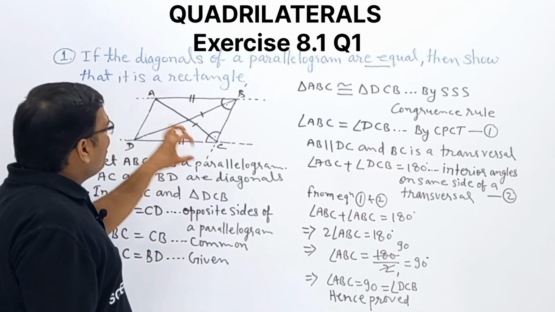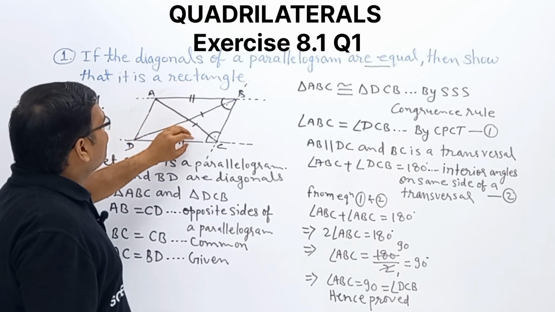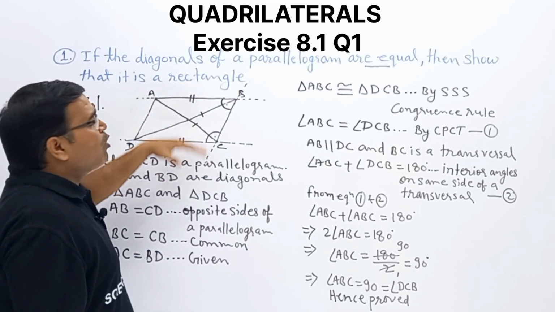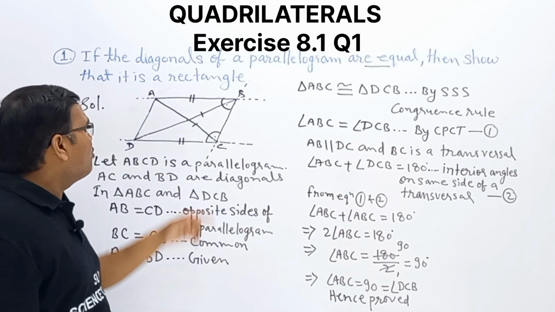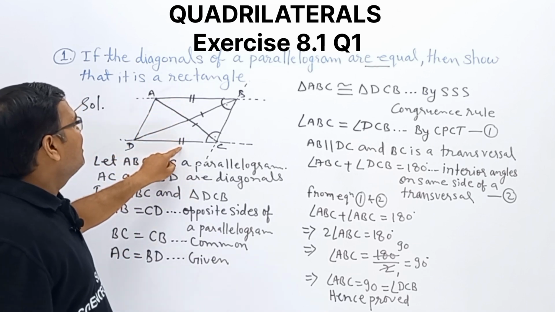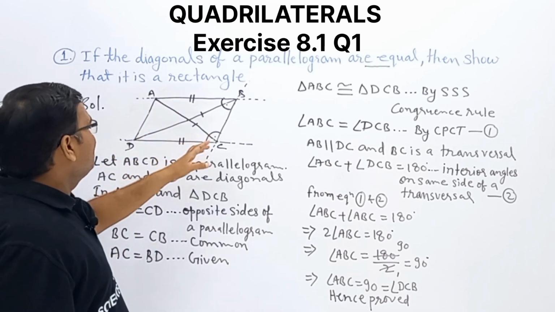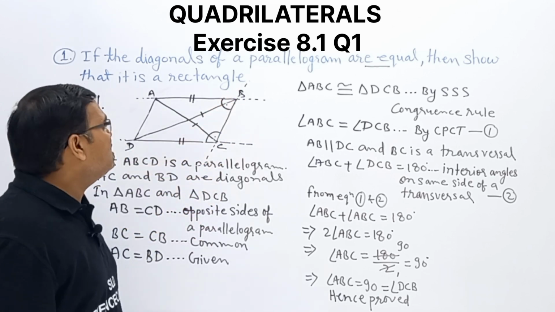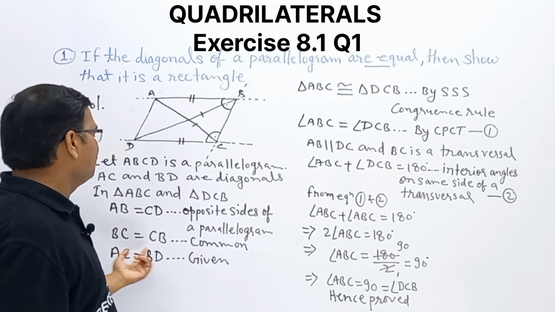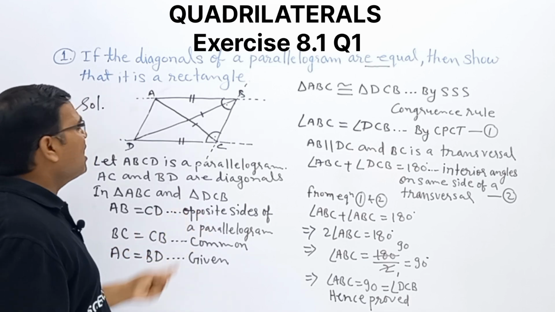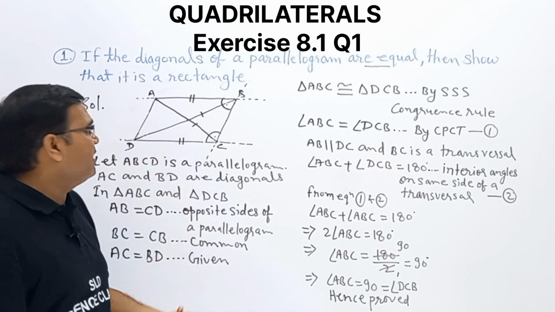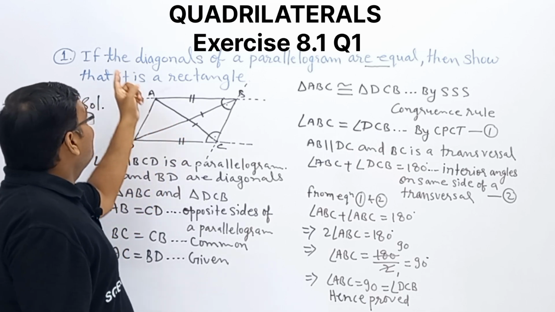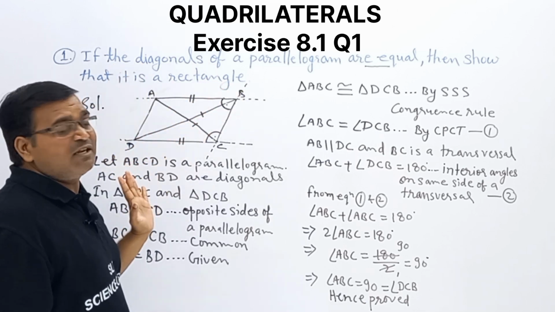So once we observe, we are getting AB equal to CD. Why? Because they are opposite sides of a parallelogram. So both will be equal. Clear? Another thing, once we observe both triangles, we are getting BC is common. BC equal to CB. This is common in both. Two sides we observed. Now one more thing is required to prove congruence. So one thing we have: the diagonals of a parallelogram are equal.